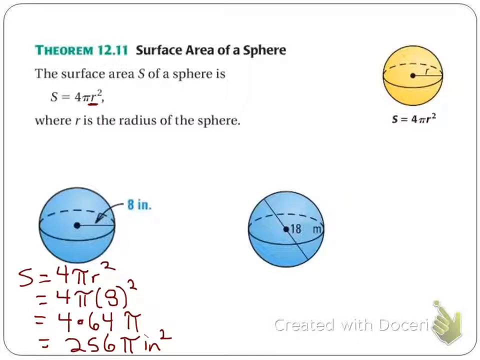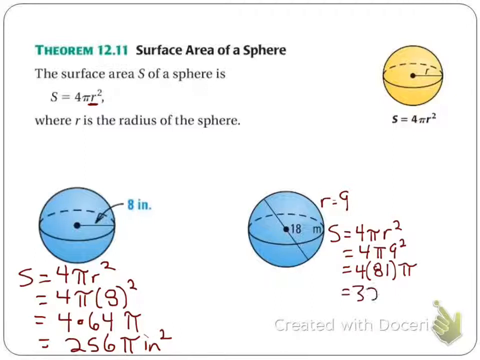And our other one, we look at it, 18 is not the radius, it is the diameter, so our radius is actually 9, it's half of that. So our surface area would be 4 pi r squared, 4 pi times 9 squared, 4 times 81 pi, and 4 times 81 is 324. So 324 pi meters squared. So there's our surface area.